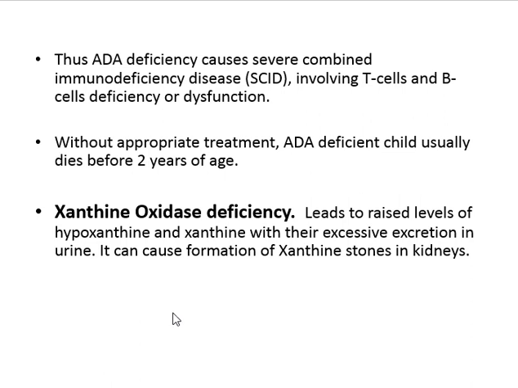Thus, these both purine bases are then excreted in the urine. So the concentration of hypoxanthine and xanthine is raised in a patient with the xanthine oxidase deficiency. This accumulation of hypoxanthine and xanthine may also lead to the stone formation in the kidneys.